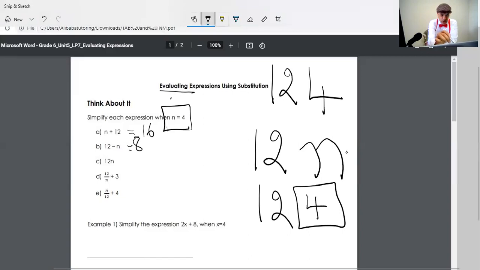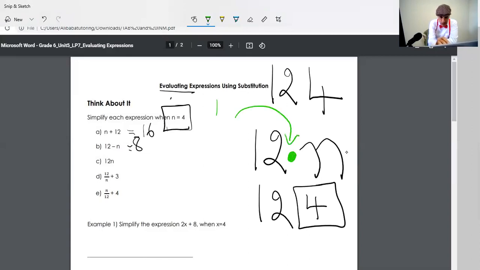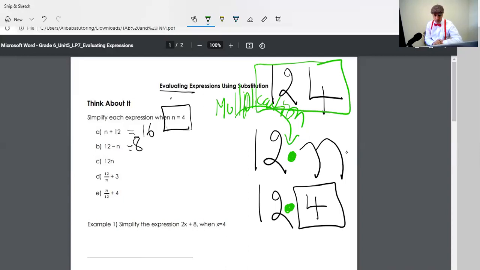Why is that? Because between the 12 and the n, there is an invisible multiplication, okay? There is an invisible multiplication. We don't write it, but we know it's there, okay? So once you put the value of n, which is 4, make sure now you write the multiplication, because if you don't, it's going to look like 124. And in this case, it's not 124. It's 12 times 4.